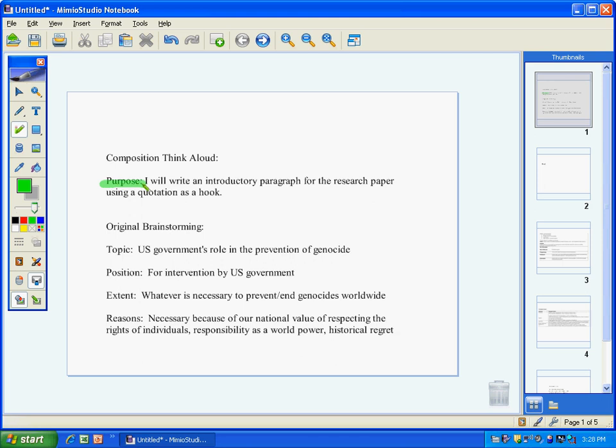Our original brainstorming around the topic: our teacher has given us the topic of the U.S. government's role in the prevention of genocide. Our position is that we are for intervention by the U.S. government. The extent of that intervention is whatever is necessary to prevent or end genocides worldwide, and our reasons are that it's necessary because of our national value of respecting the rights of individuals, our responsibility as a world power, and the historical regret when we have chosen not to intervene.